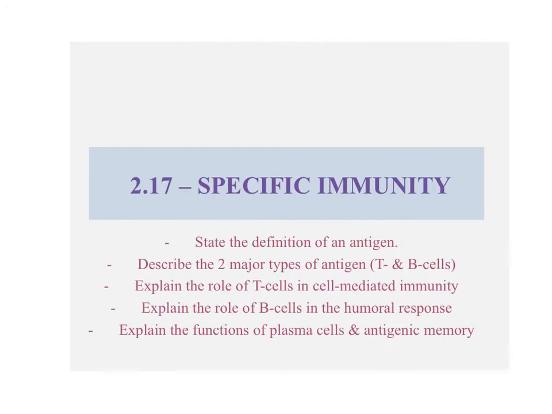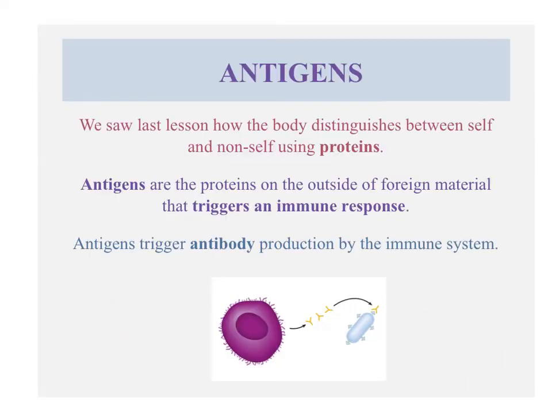So this is lesson 2.17, specific immunity. We're going to be looking at T cells and B cells, which you've probably never heard about, but will be super confident with by the end of the lesson. We're going to be looking at T cells in a process called cell-mediated immunity and B cells in the humoral response. And we're finally going to spend a little bit of time looking at plasma cells and antigenic memory in terms of long-term immunity to certain conditions.